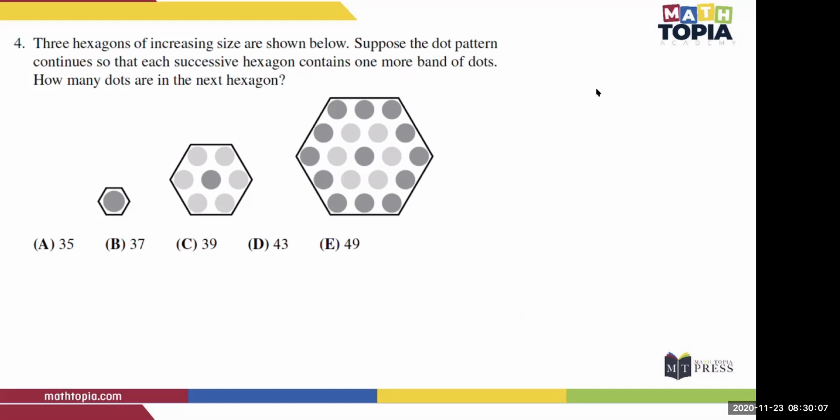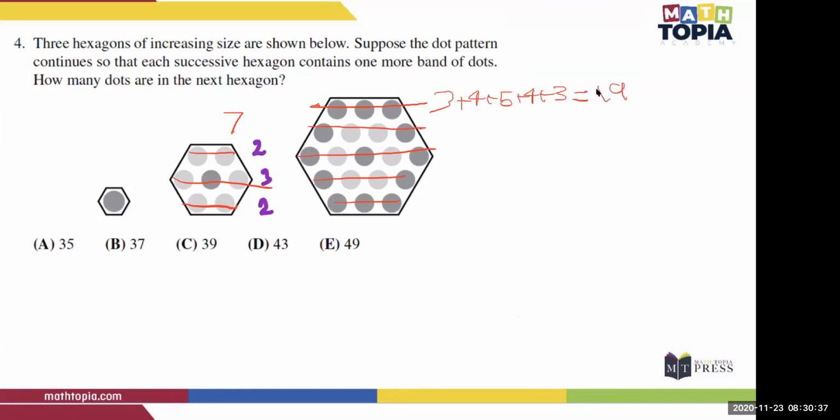Well, we can notice a pattern. Hexagon 2 has 2 dots plus 3 dots plus 2 dots. 2 plus 3 plus 2 is 7. Hexagon 3 has 3 plus 4 plus 5 plus 4 plus 3. This is 7 plus 7 plus 5, which is 19.